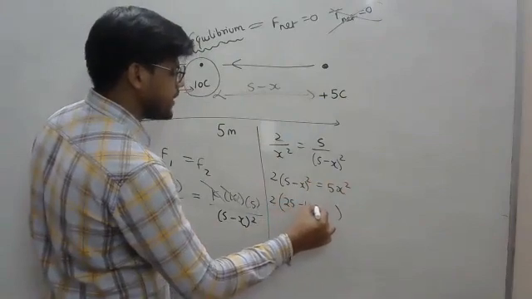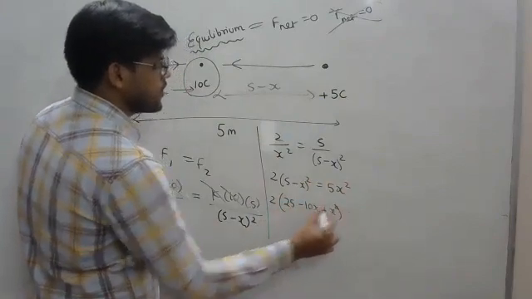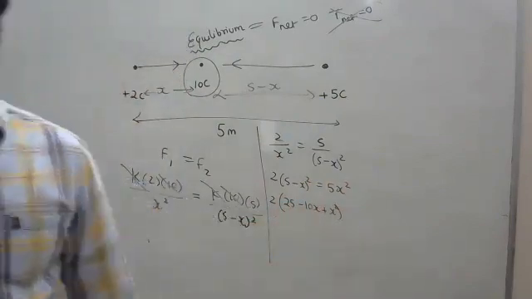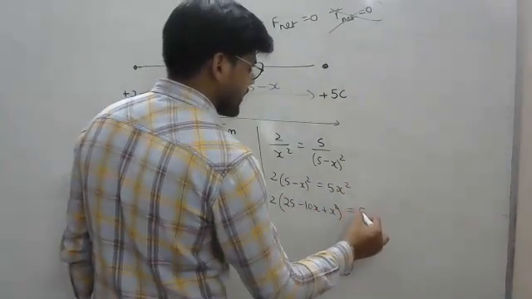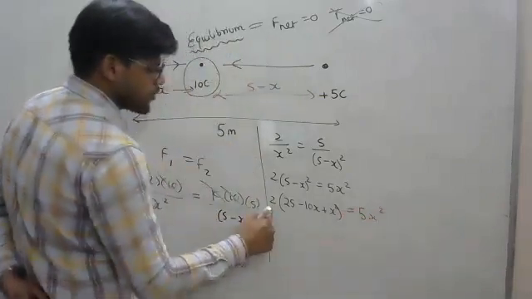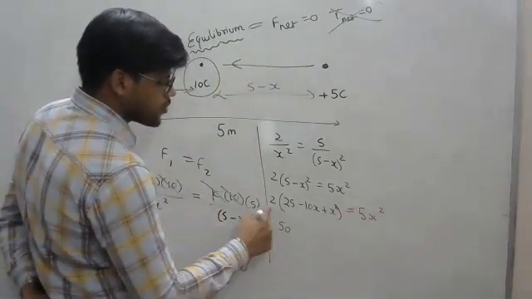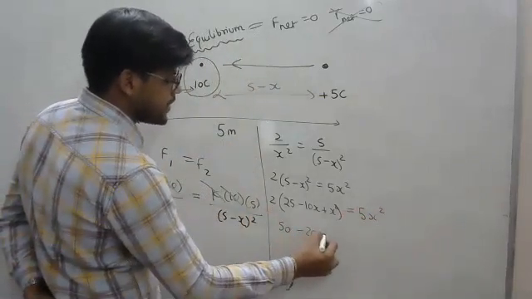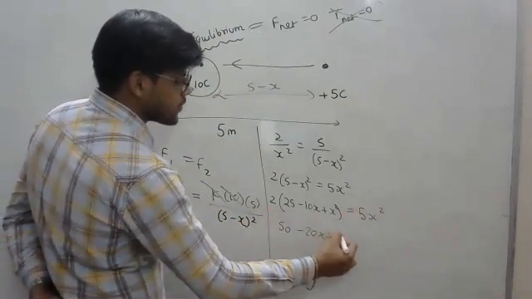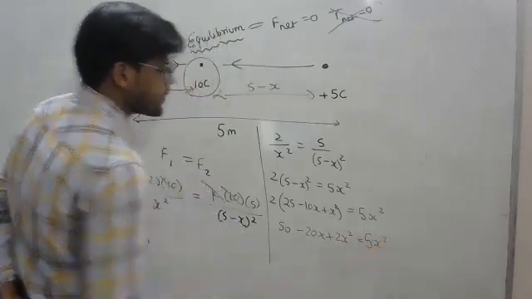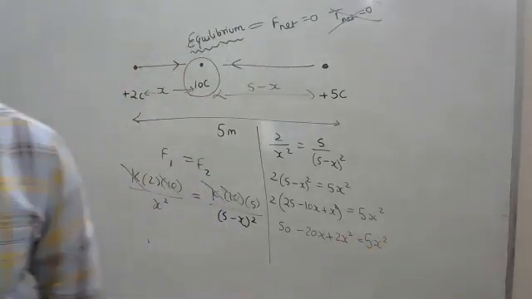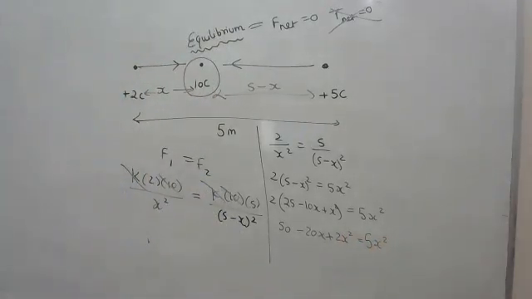25 minus 10x plus x square. Square of 5 minus 2 into 5 into x plus x whole square equals 5x square. 2 into 25 is 50. 2 into minus 10x is minus 20x. And 2 into x square is 2x square, equals 5x square.